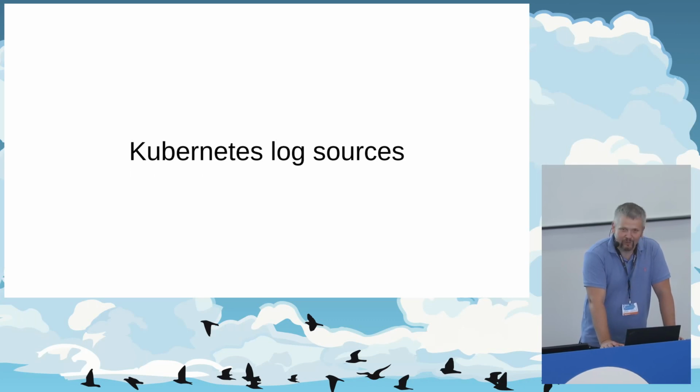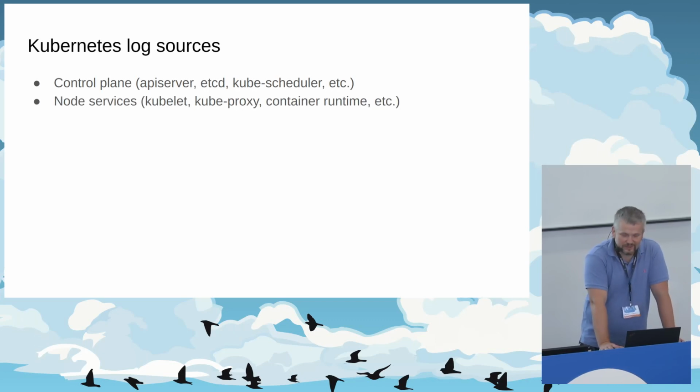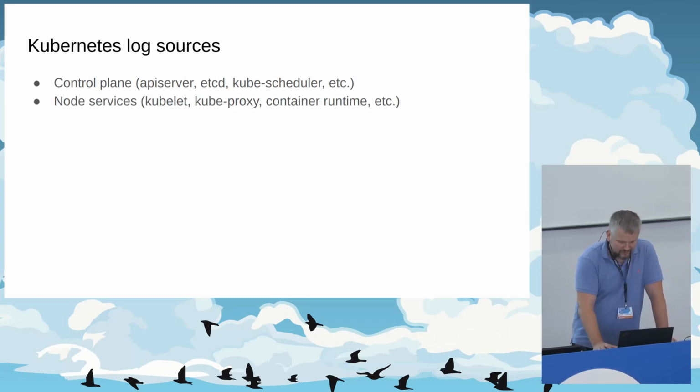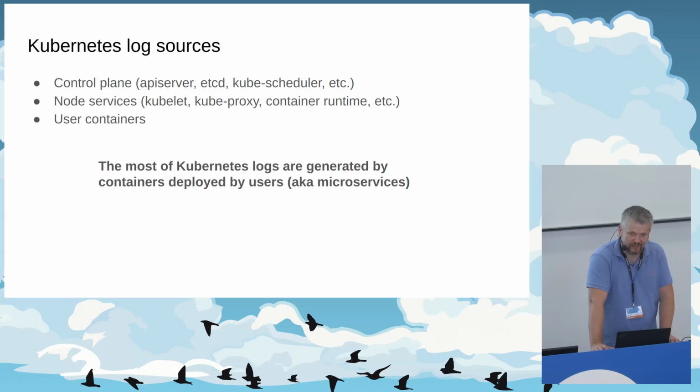How does Kubernetes generate logs? First of all, Kubernetes components can generate logs on their own, such as control plane components, and node service components which run on every node. And also, most of the logs are generated by user containers, which are deployed into Kubernetes by users. And the vast majority of logs are generated by microservices in Kubernetes.